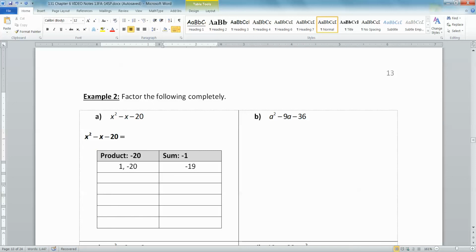That would make negative 19. Well, that's no good. 2 and negative 10. Well, that would make negative 8. That's no good either. Don't underline that. Let's see, 3 doesn't go into 20. 4 and negative 5. There it is. 4 and negative 5 makes negative 1.